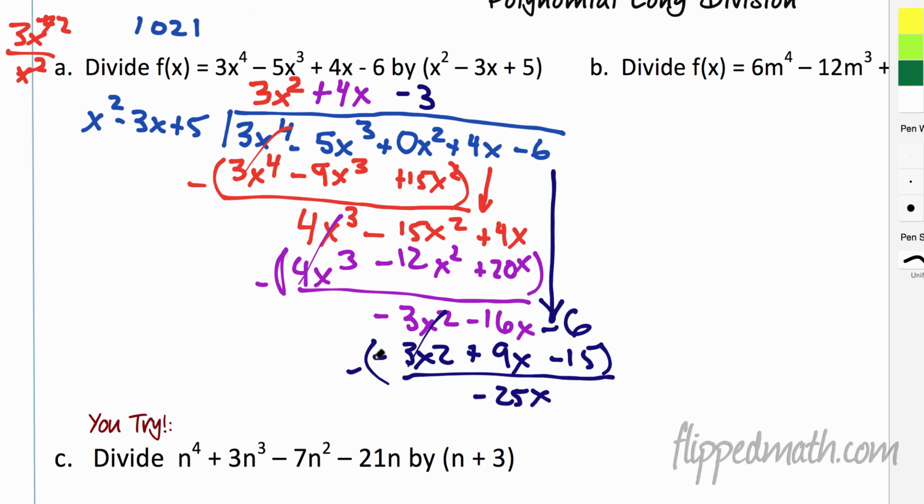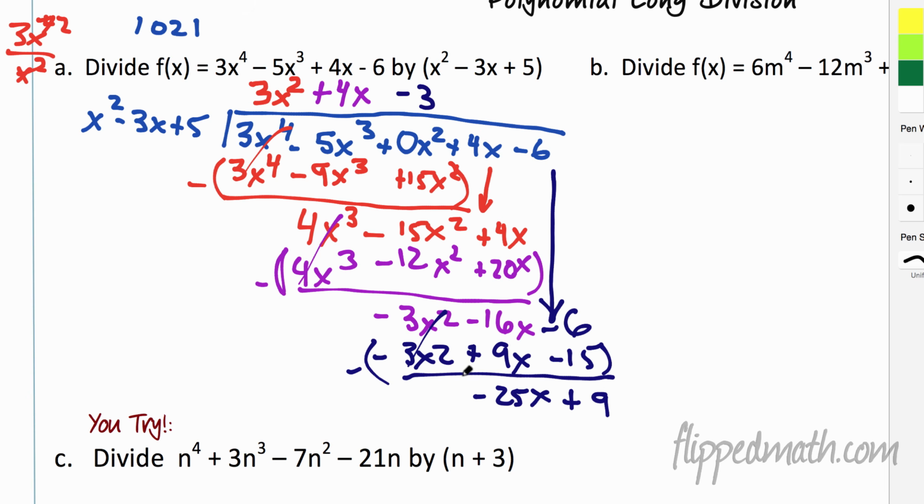And then negative 6 minus negative 15. Is that going to be a positive 9? There we go. Positive 9. So how do we write this? If you remember back in elementary school, they tell you to take this number here, the remainder, and then you write it over the divisor.